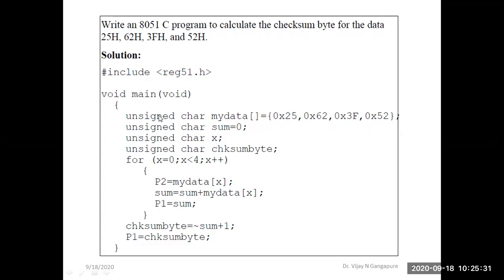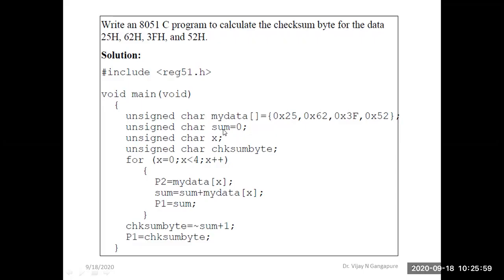So this first statement declares mydata as an array of unsigned char, and in that array we are storing 4 elements, which are nothing but these 4 bytes. Without that we cannot process these 4 bytes. Then I'm declaring one more variable with the name sum, of type unsigned char, and it is being initialized with value 0.